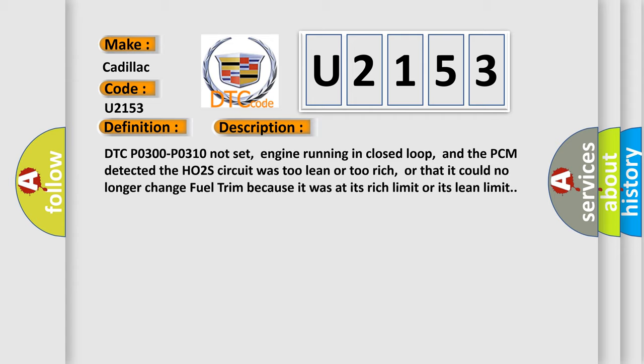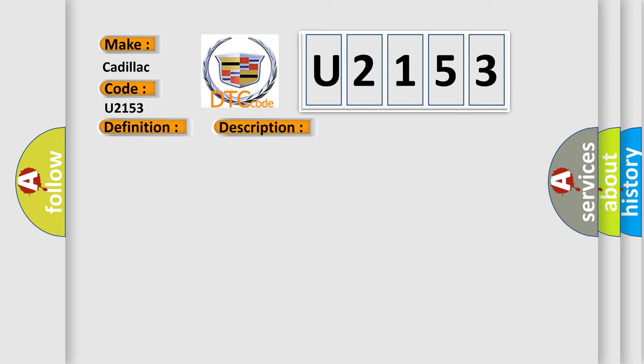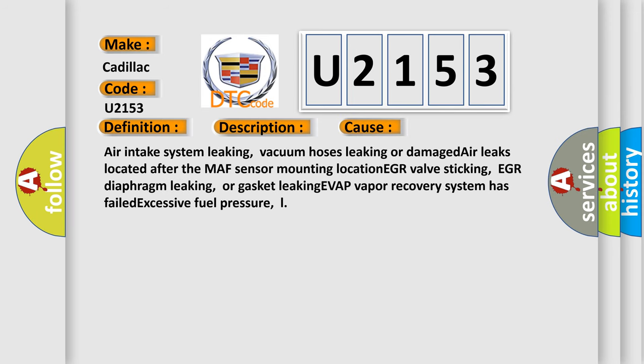DTC P0300-P0310 not set, engine running in closed loop, and the PCM detected the H02S circuit was too lean or too rich, or that it could no longer change fuel trim because it was at its rich limit or its lean limit. This diagnostic error occurs most often in these cases: air intake system leaking, vacuum hoses leaking or damaged, air leaks located after the MAF sensor mounting location, EGR valve sticking, EGR diaphragm leaking, or gasket leaking, EVAP vapor recovery system has failed, excessive fuel pressure, L.